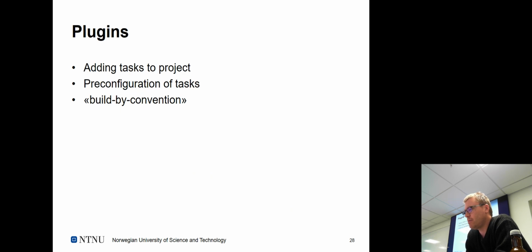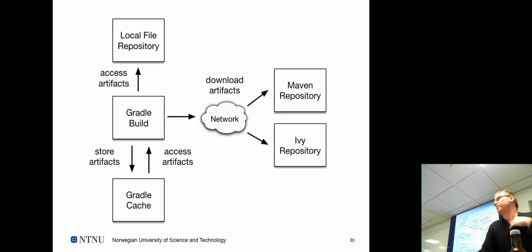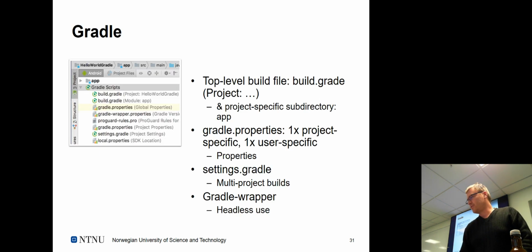So the execution steps are quite straightforward. It will initialize the build system, resolve all resources, develop the dependency graph, and proceed with the actual build. So that's how it works. You try the local repository and assess the artifacts. It caches the stuff that it has built before, so it can keep track of the progress in the build process, and where necessary, uses the external repositories as well.